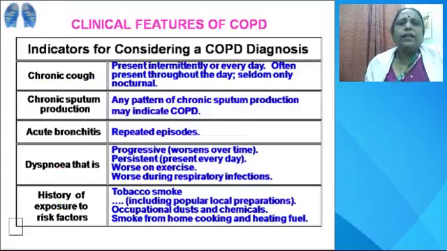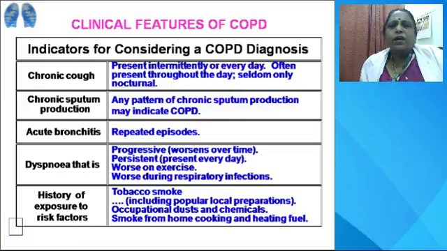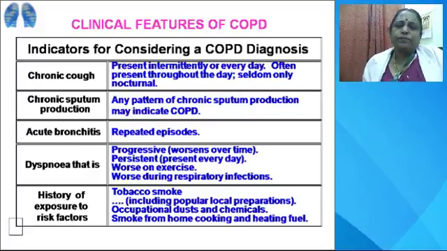How we will consider the diagnosis of COPD is, for chronic cough, the person presents with cough every day and with chronic sputum production, with repeated episodes of acute bronchitis, and dyspnea that is progressive and persistent throughout the day, worsened at night, and worsened during respiratory infections. And a history of exposure to risk factors like tobacco smoking, cigarette smoking and chemicals will add on to the occurrence of COPD.